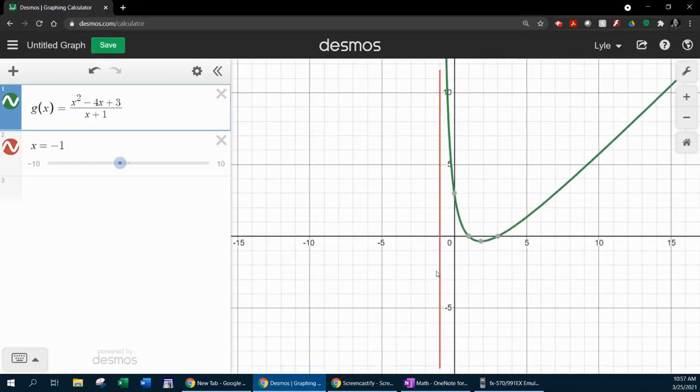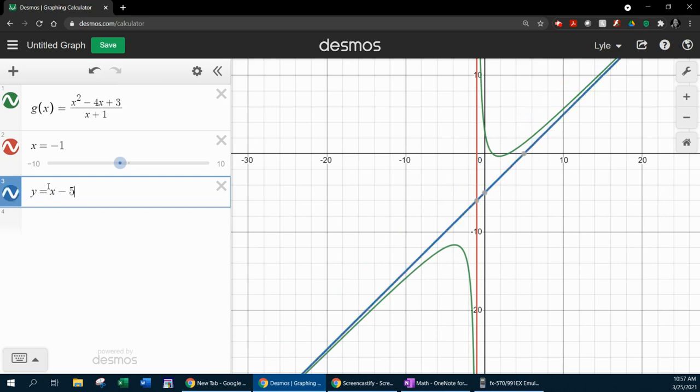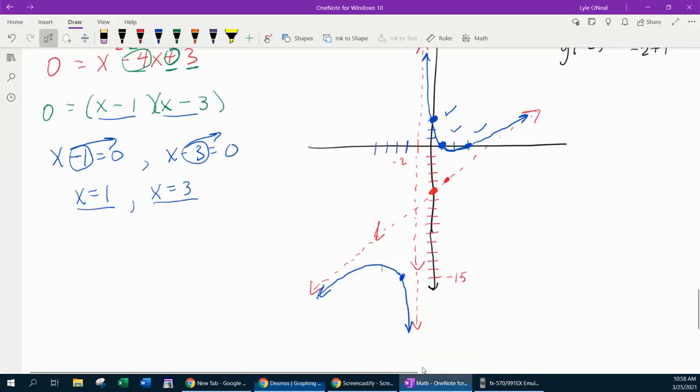again, if I zoom out some, you can see that this bottom curve does come up and down. I probably need to check the slant asymptote as well. So that was y equals x minus 5. And you can see that the slant asymptote again fits nicely within the curve. And I believe that that verifies everything that we did by hand. So that's going to do it for this example.